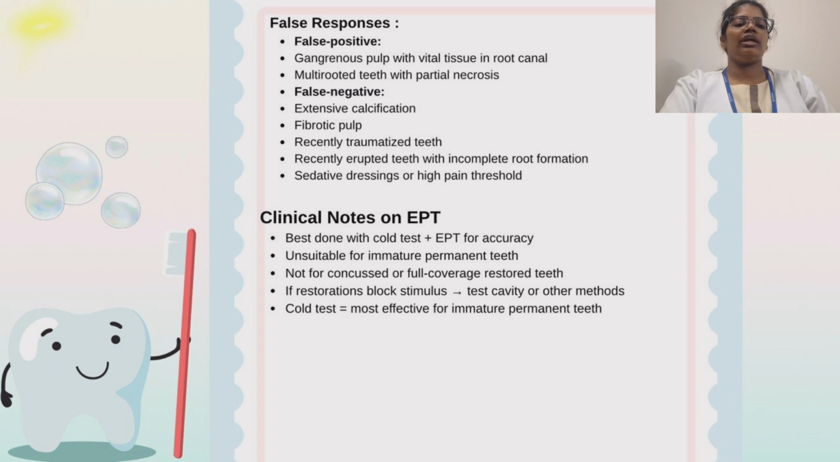Clinical notes on EPT. Best done with the cold test. Unsuitable for immature permanent teeth. Not for concussed or full coverage restored teeth. If the restoration blocks stimulus, the test cavity or other methods are indicated. Cold test is the most effective for immature permanent teeth.